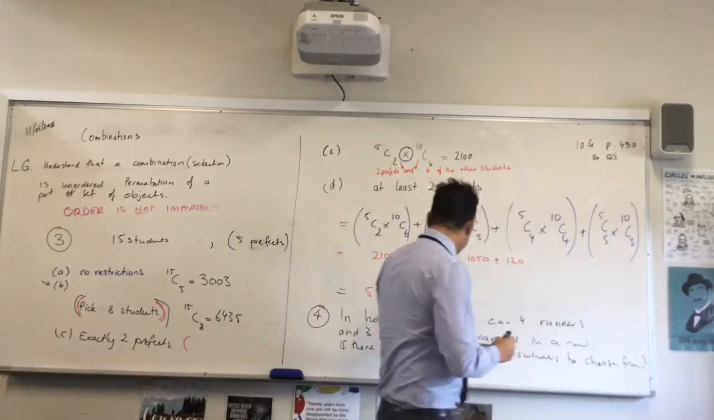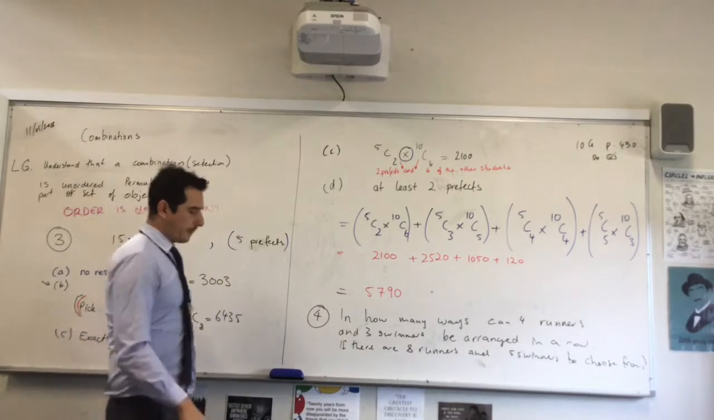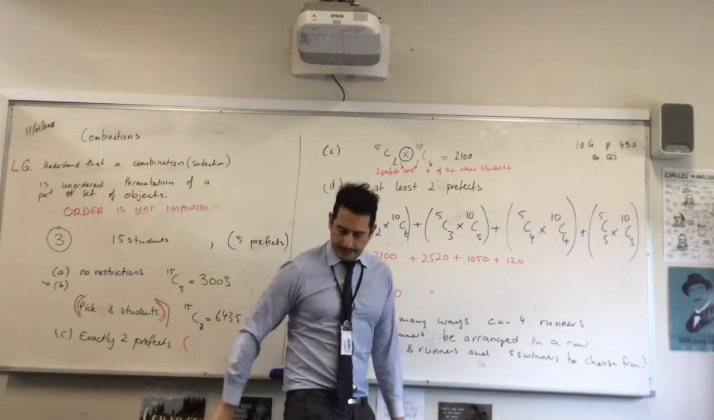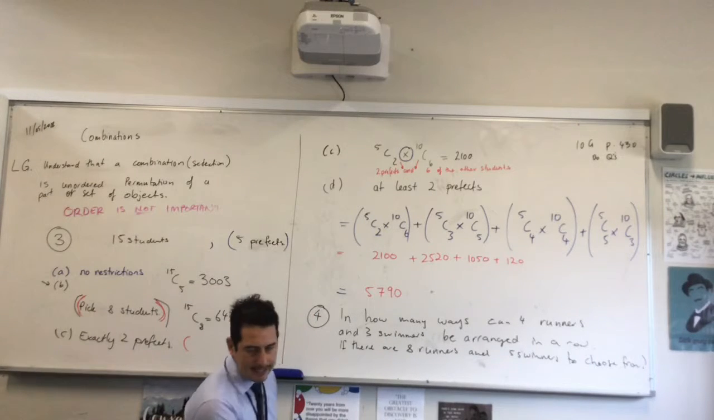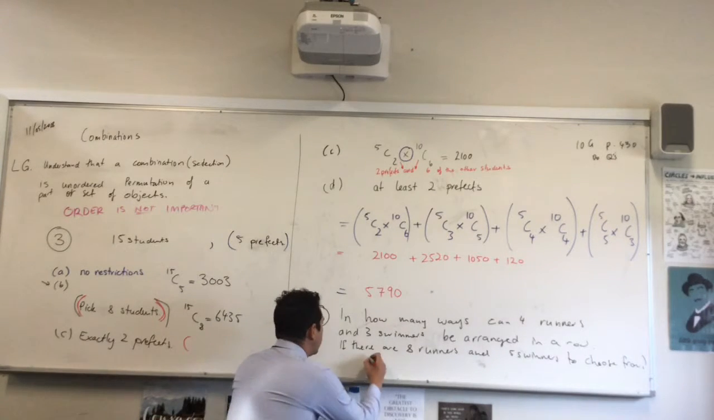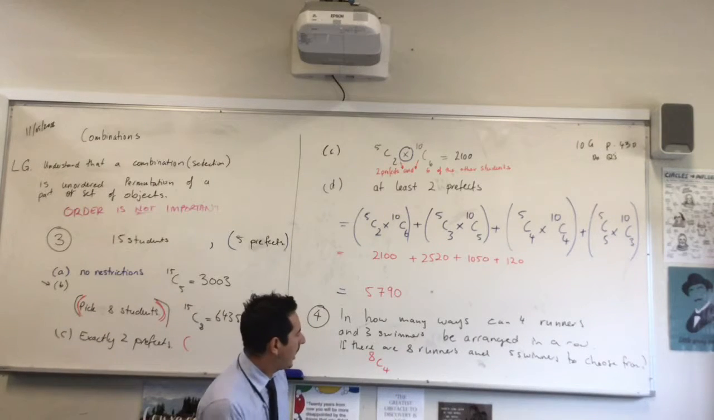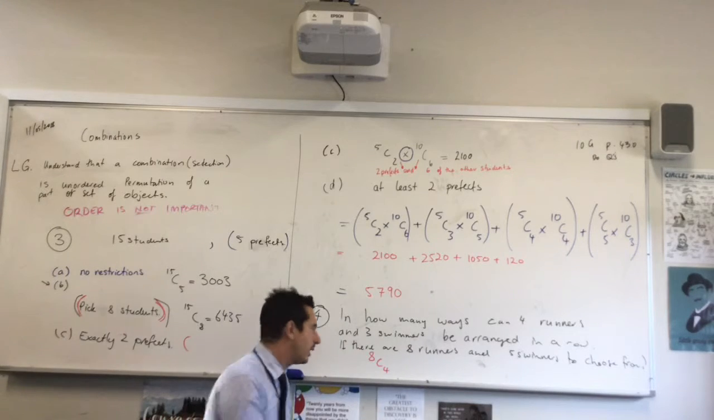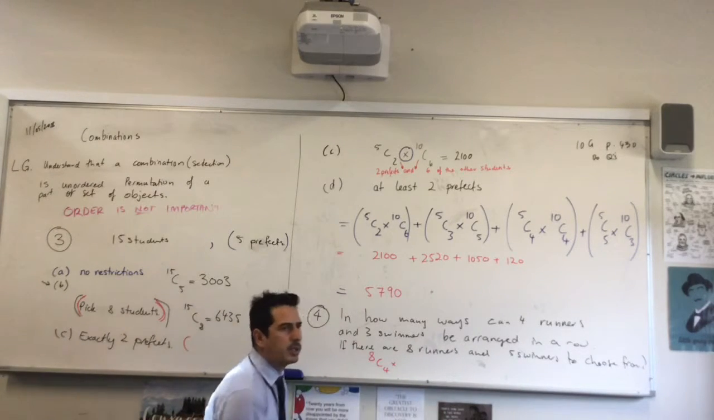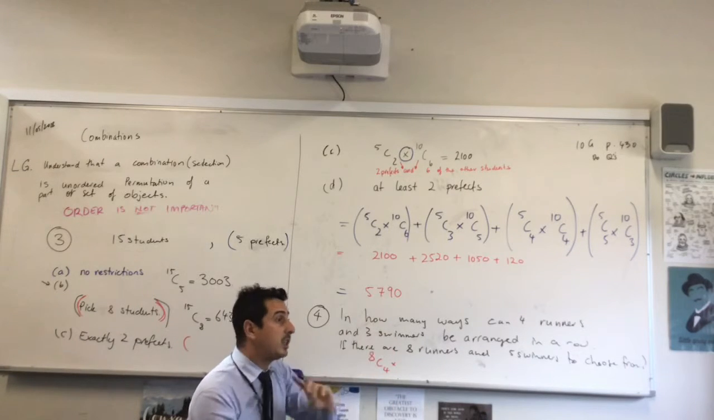All right, how do we do this one? Would it be 8 choose 4. Perfect. Can you explain what this 8 choose 4 is? So 8 runners. And we can only pick 4, can't we? So we're picking the 4 combinations. And we're going to multiply it by what? 5 choose 3. Because we've got 5 swimmers and we need to pick 3.